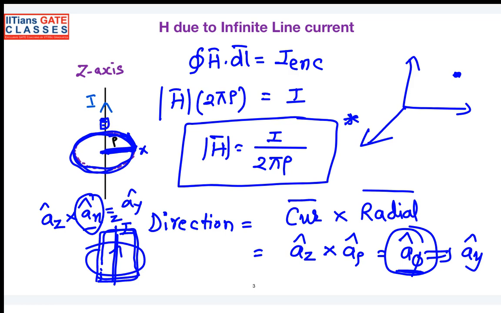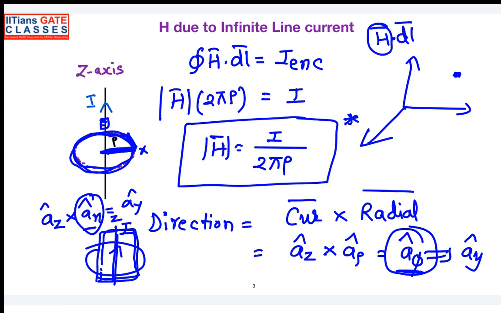No magnetic field there, since it is an infinite line in Z. No, the basic thing is very simple. You know that wherever the magnetic field direction is, in the same direction you need to consider the loop.